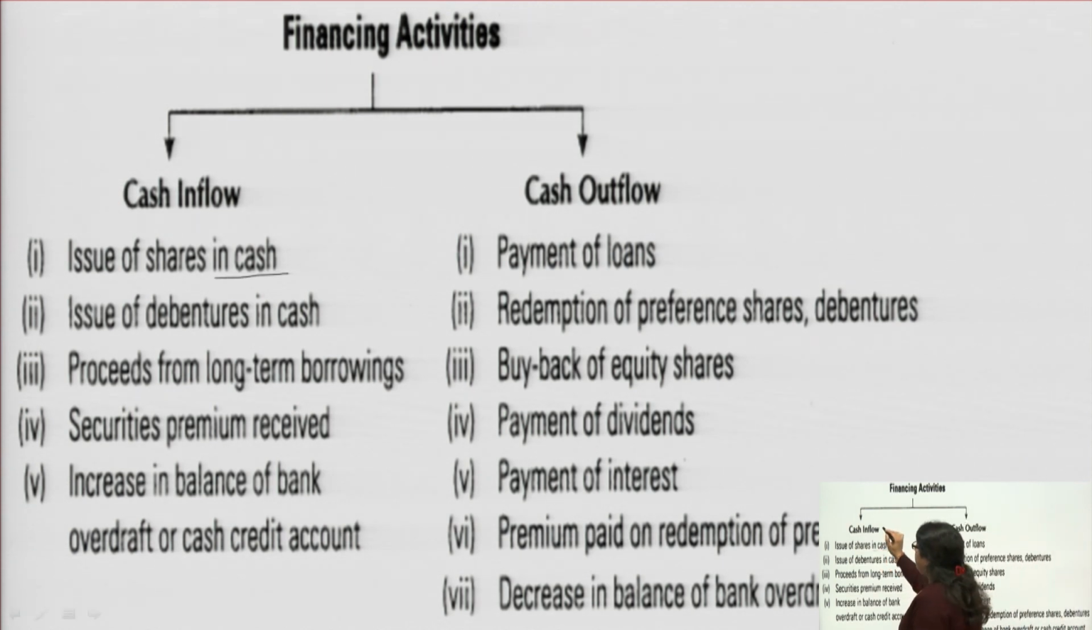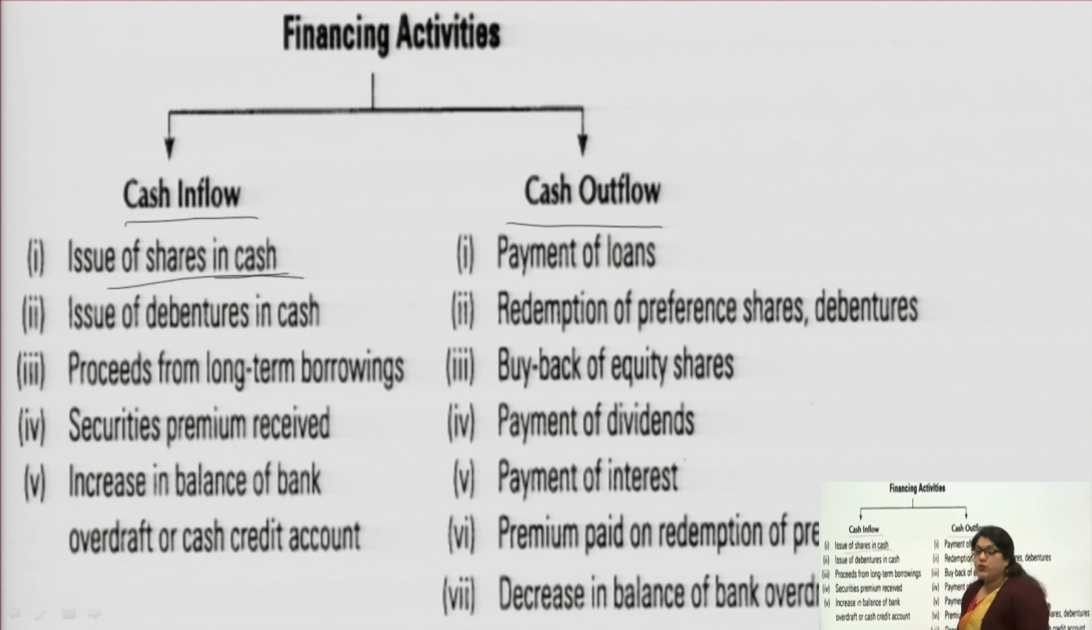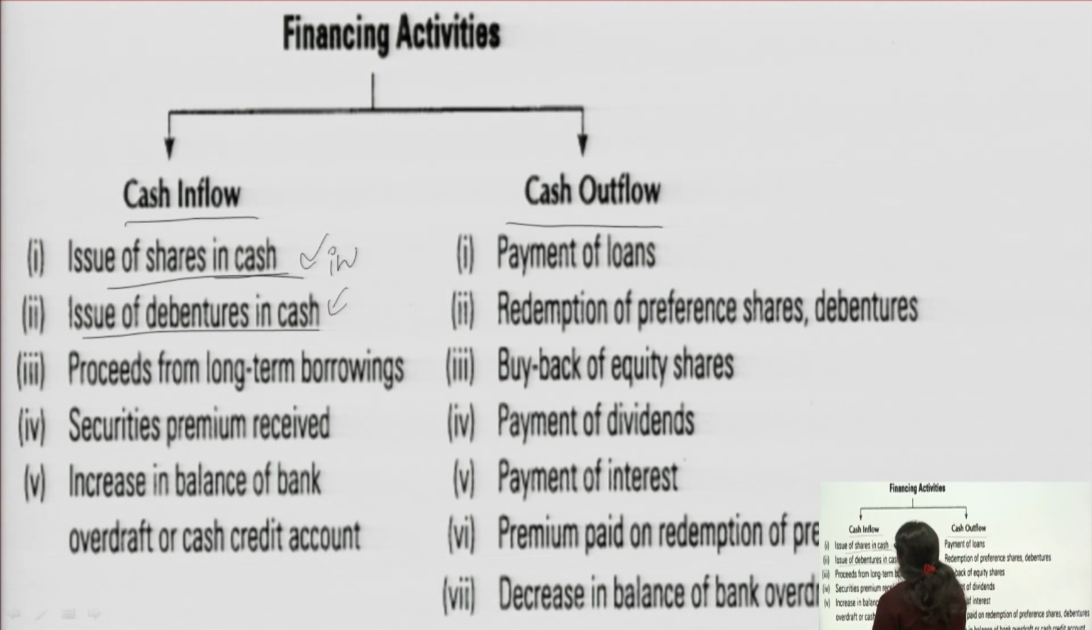This is how the cash inflow and cash outflow happen. How the cash inflow is done: once you are issuing shares in cash, means people are purchasing your share, they are sending you money, they are paying you money. Once you are receiving the money, it is your inflow. Issue of debentures in cash, again the same thing: you are issuing the debentures, the people are paying you, the money is flowing in, that is inflow.